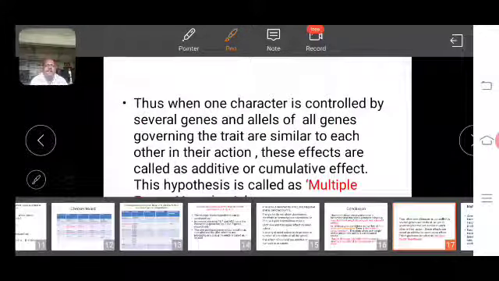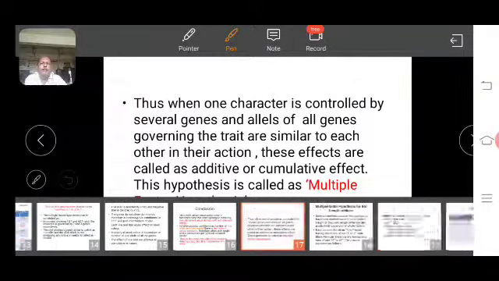Thus, when one character is controlled by several genes and the alleles of the genes governing that trait are similar to each other in their action, these effects are called additive or cumulative effect. This is called the multiple factor hypothesis.